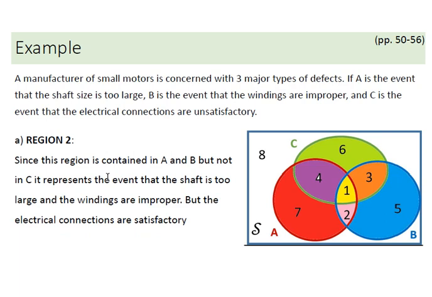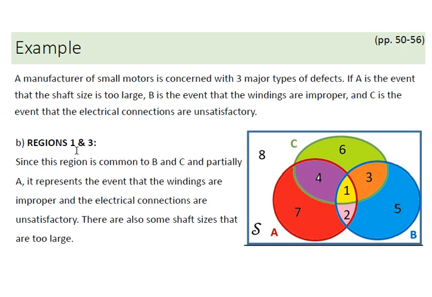For the first one, look at the pink region. This region is contained in A and B but not in C, so it represents the event that the shaft is too large and the windings are improper, but the electrical connections are satisfactory.